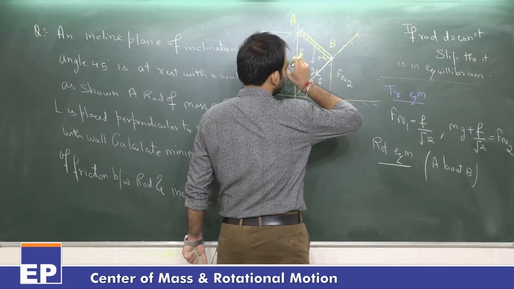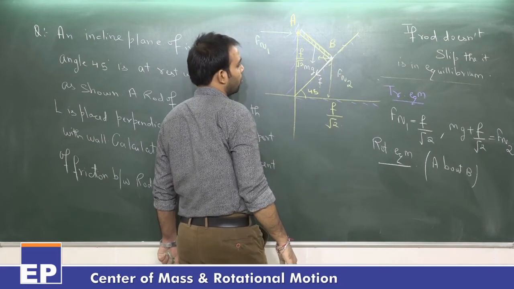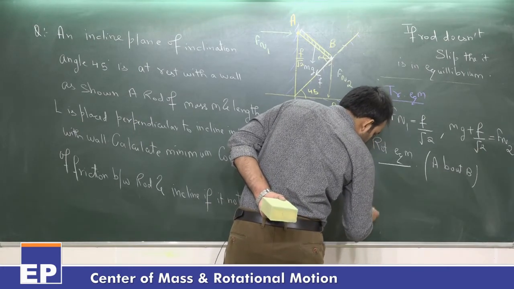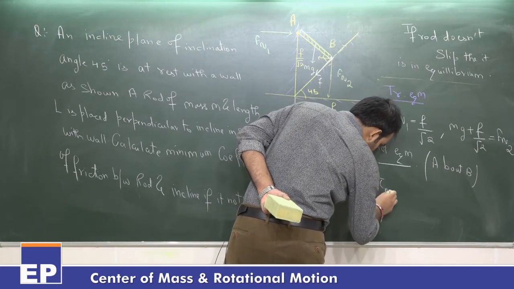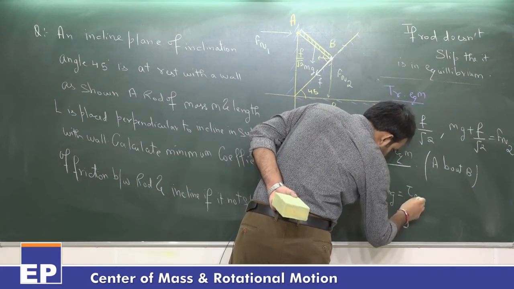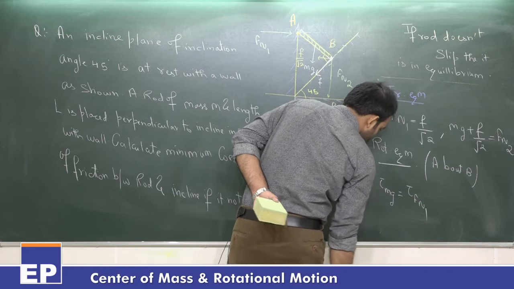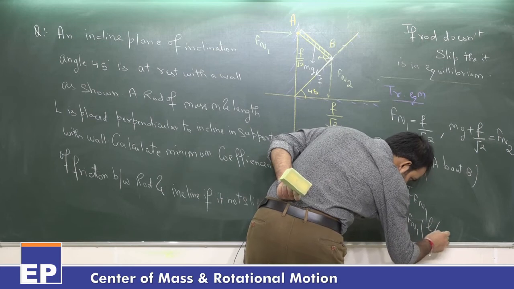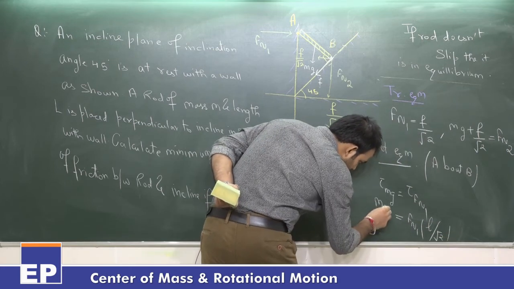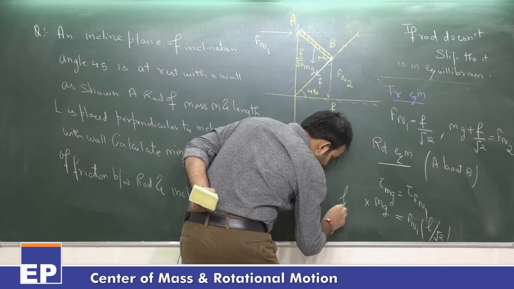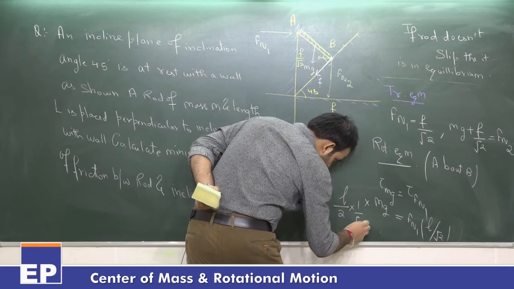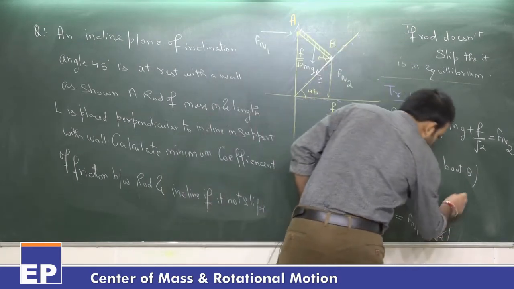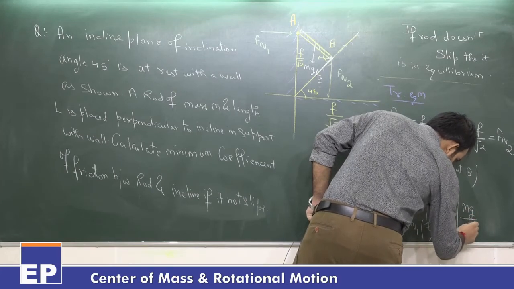This is L by 2. These angles are 45, so again it will come out to be L by 2 root 2, L by root 2. So we can say the torque is provided only by mg, torque of mg is equal to torque of Fn1. What is the torque by Fn1? That is Fn1 into its lever arm, which will become L by root 2. And what is it for mg? Into lever arm, L by 2 into 1 by root 2. This cancels out. mg by 2 is Fn1.